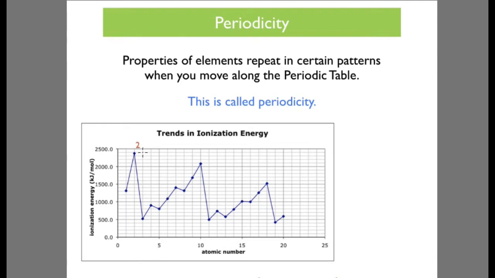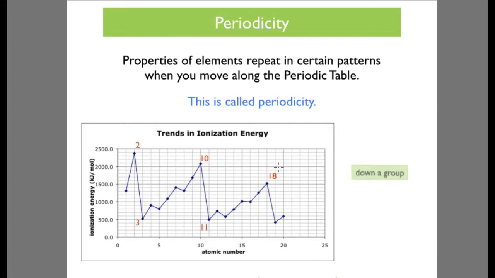Here we have helium, and you can see helium has a very high ionization energy, and it drops as you go into the next row, with lithium having very low ionization energy. Then, as you go along the second row, the ionization energy steadily increases until you get to neon. Then it drops again when you go to sodium at the beginning of the third row, and it increases again till you get to argon.